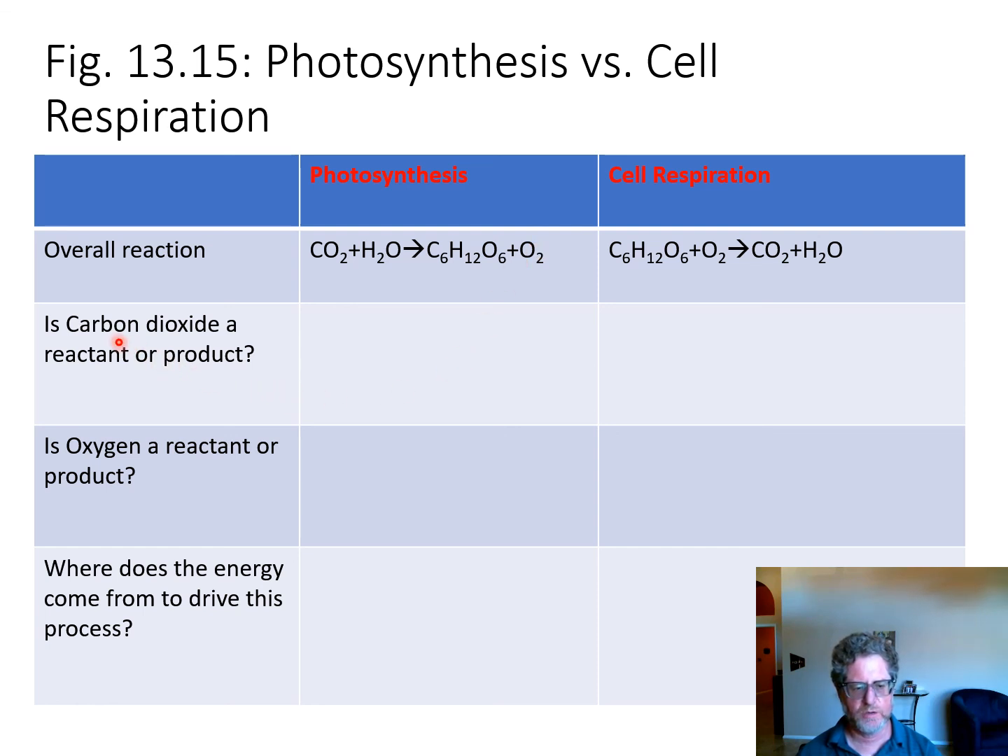Okay. So find carbon dioxide. Is it a reactant or a product? Here it's a reactant, and here it's a product. So reactant and product. Look at oxygen. Think about where the energy comes from to drive photosynthesis. That's easy. Cell respiration is a harder one. So where do we get our glucose from if you're an animal? We get it from the food we eat, but the energy to actually drive that reaction is in the bonds within the glucose molecule.